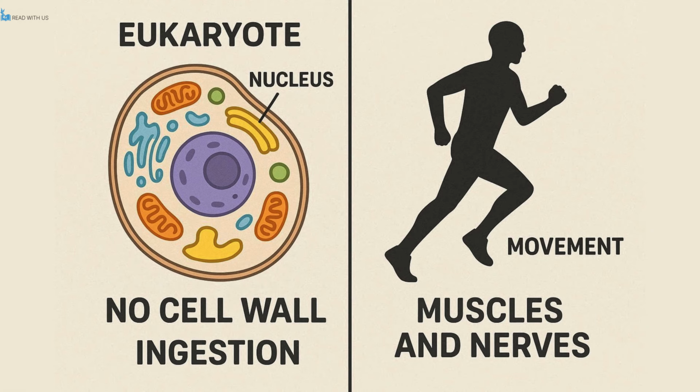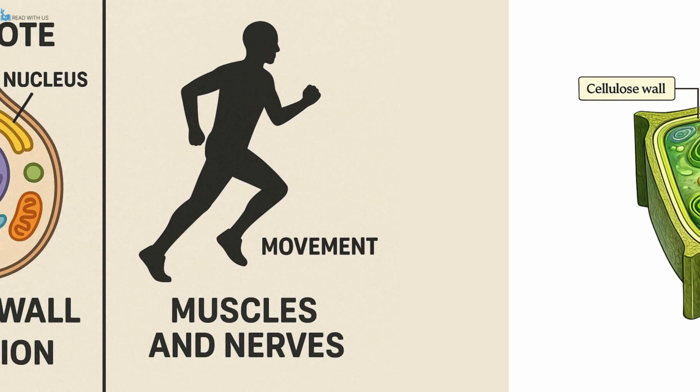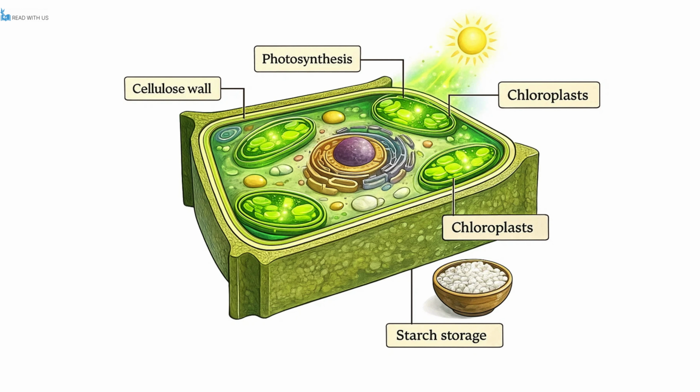Animals are multicellular eukaryotes with no cell walls that gain energy by ingestion, and most move at some stage using muscles and a nervous system. Plants are multicellular eukaryotes with cellulose cell walls that make food by photosynthesis in chloroplasts and store carbohydrate as starch.